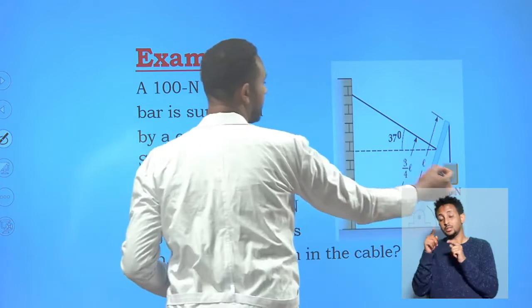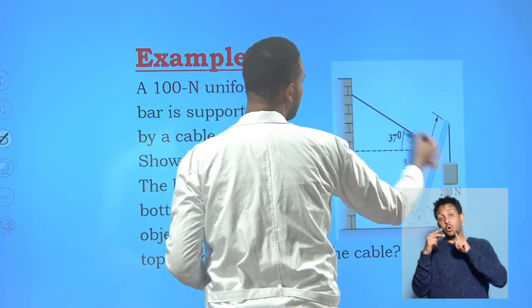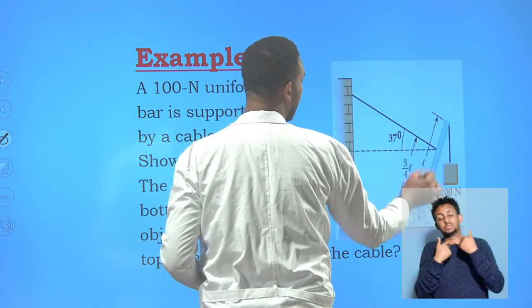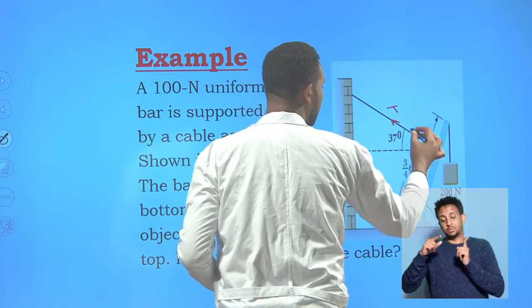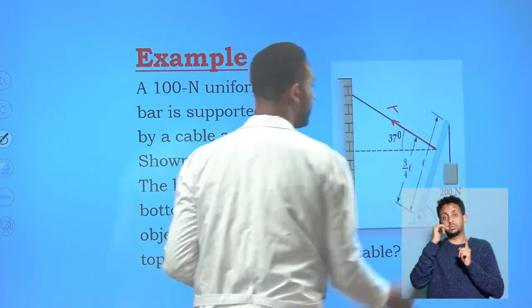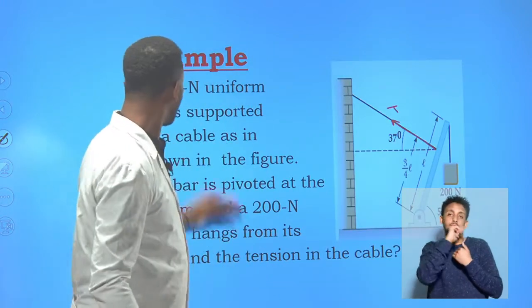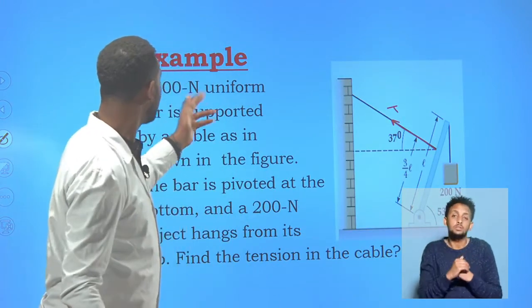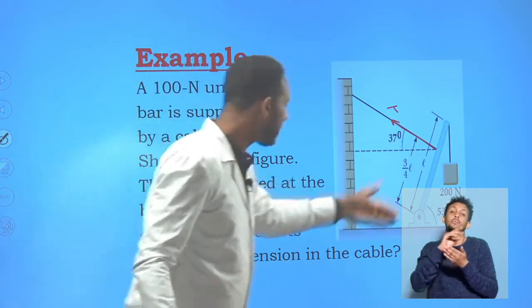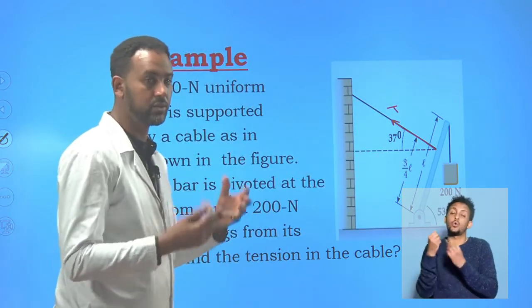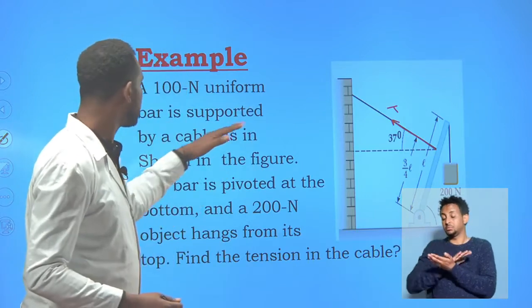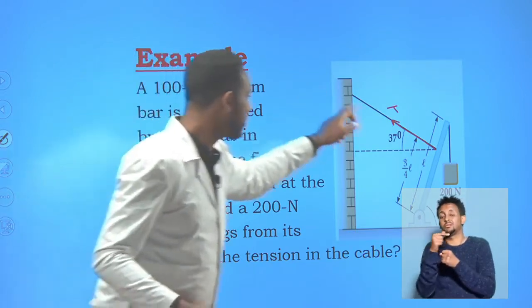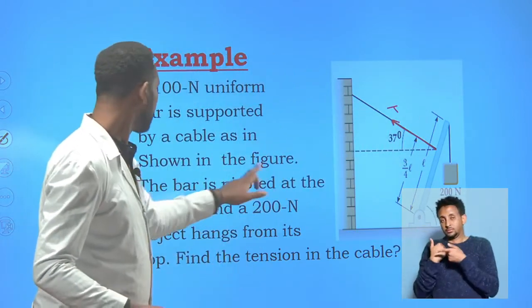And here you have a string or a chain or something which holds this bar, and let's say it has a tension T. Now the question is, a 100 Newton uniform bar, the bar itself has its own weight. A 100 Newton uniform bar is supported by a cable, as shown in the figure.